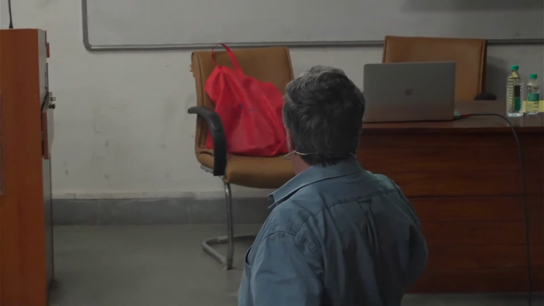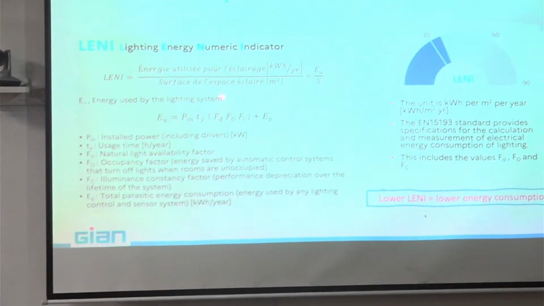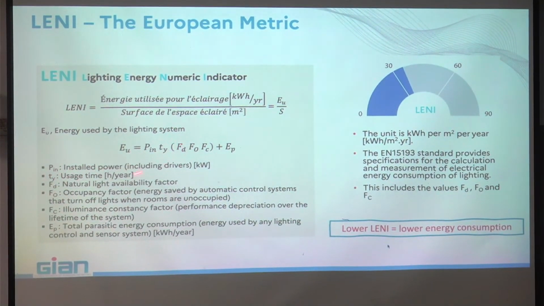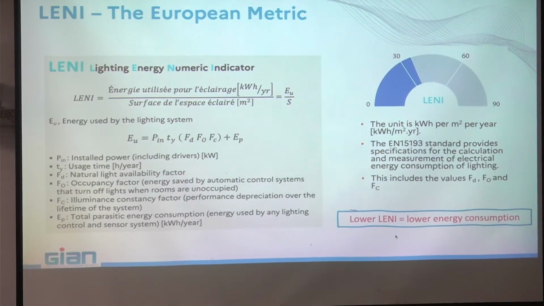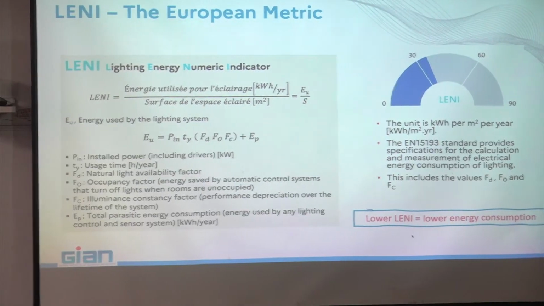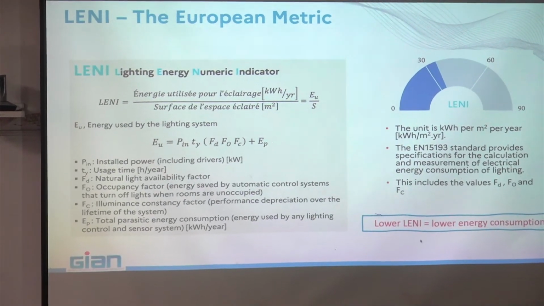This just reminds, as I told you, that the lifespan of the lamp is based on the initial value of the flux, and this flux is degrading with time. In France, we consider that the flux is the same all the way to 15, 20,000 hours. The European metric adds a correction here, and finally FD, the last one here, is the natural light availability factor. It depends on the orientation of the building, on the surface of the windows and things like that.